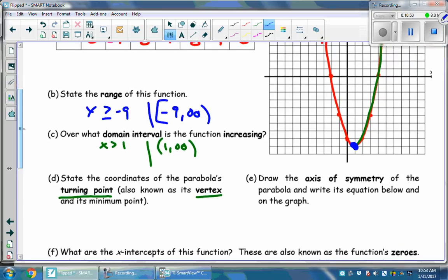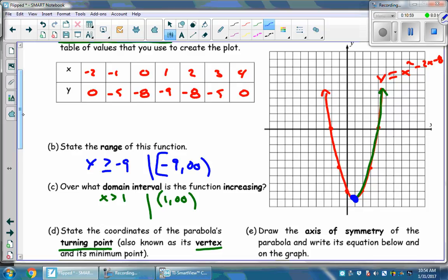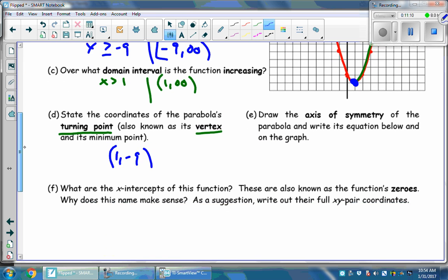In this case, the turning point is going to be located at (1, -9). It's, again, the lowest point on that graph. You can also identify the turning point from most of the tables that go with parabolas. It would be that point in the middle that's unique, the one that I used as my starting point for this particular table, which would give me the coordinates of the turning point.